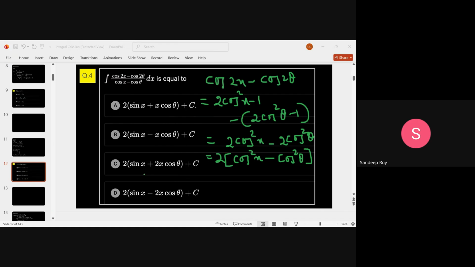So ultimately after that you will be left with what? The integration of only cos x plus cos theta. I mean 2 will be outside. So integration of cos x plus cos theta whole dx. The integration of cos x will be sin x, and cos theta is a constant because our variable is x, so that part's integration will be x cos theta, plus c. So option A will be the correct answer for this question.